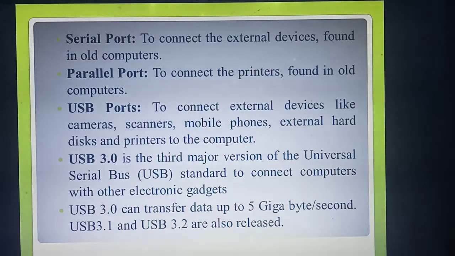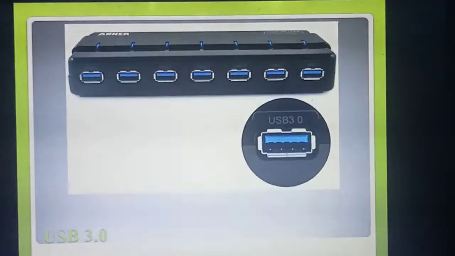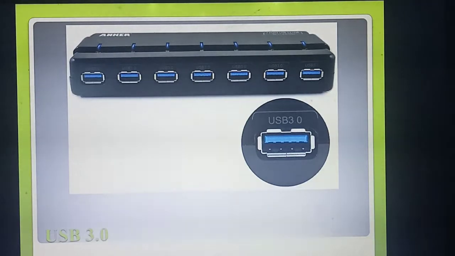After they introduced the 3.0 port, they introduced 3.1 as well as 3.2 also. First they introduced 3.0, using which they could transfer a large amount of data up to 5 gigabytes. After 3.0 they introduced 3.1 as well as 3.2. Understood? So this is the diagram for USB 3.0. Have you seen a USB 3.0 port? In this port you can connect all the high-speed gadget devices.